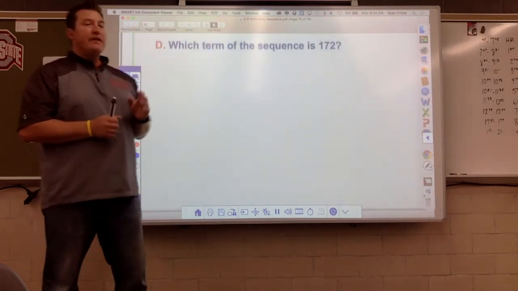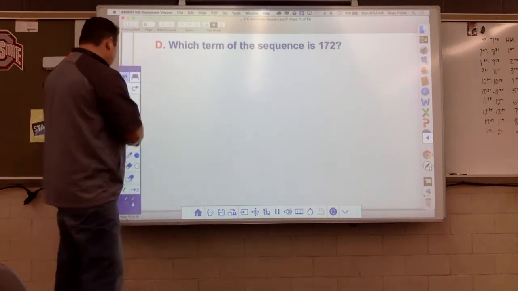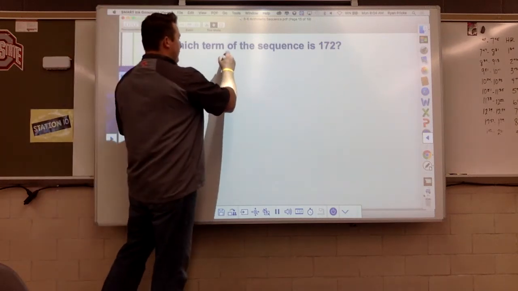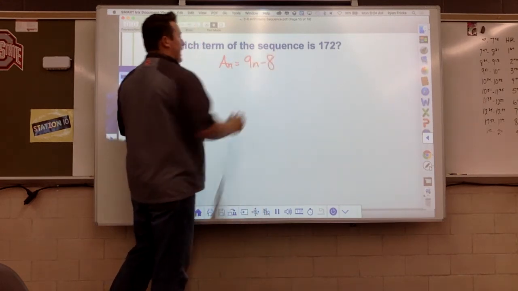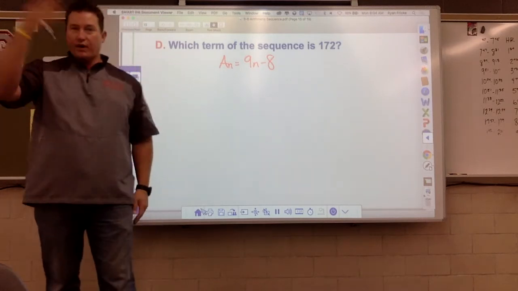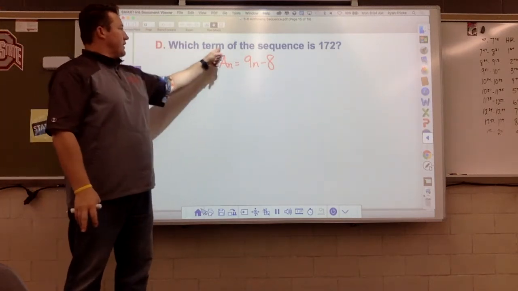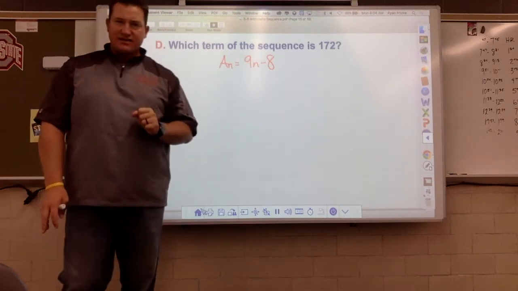And then these are the sneaky ones. So remember, we had our a_n equals 9n minus 8, right? This was our, hey, find me the 12th term, whatever it is. But now, look, they want me to know which term of the sequence is 172.